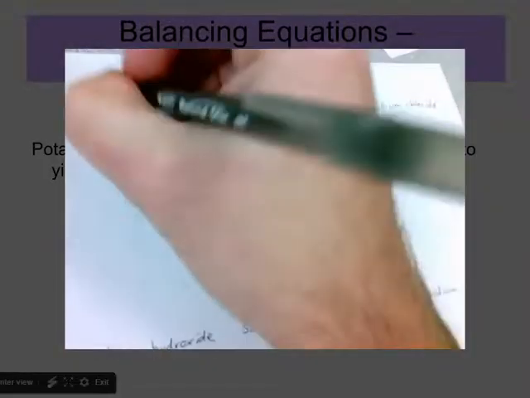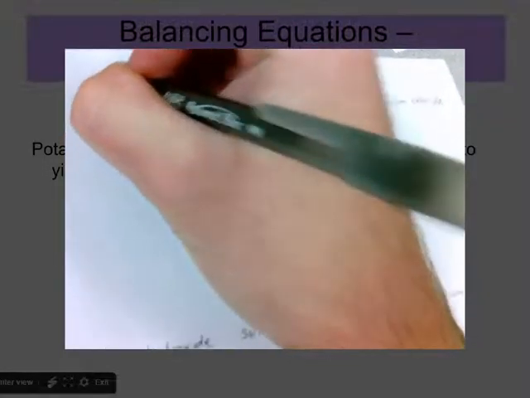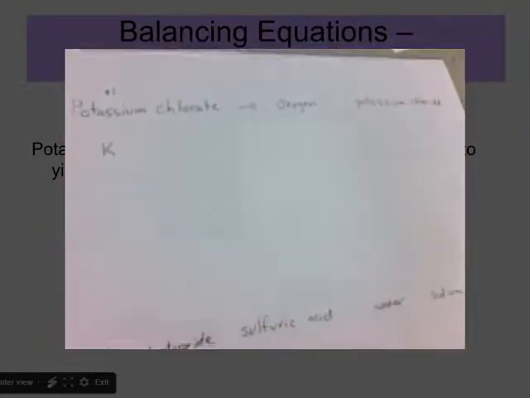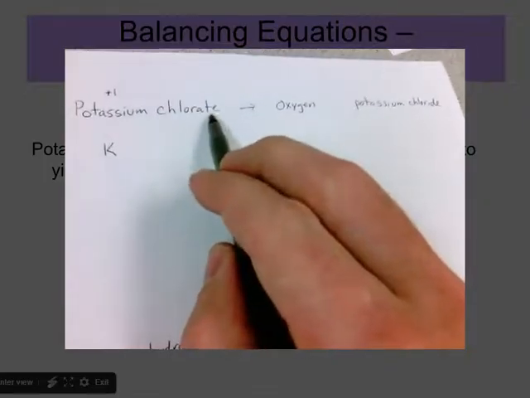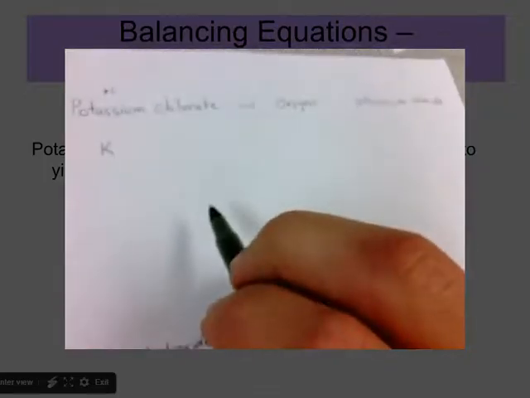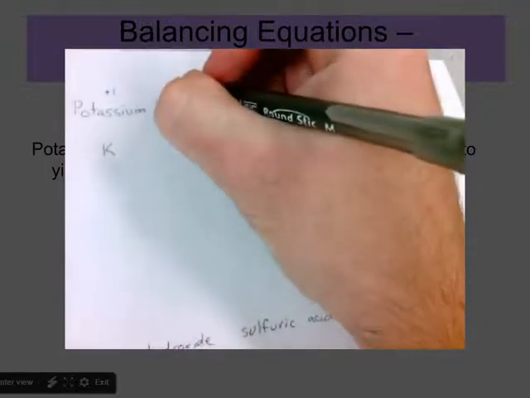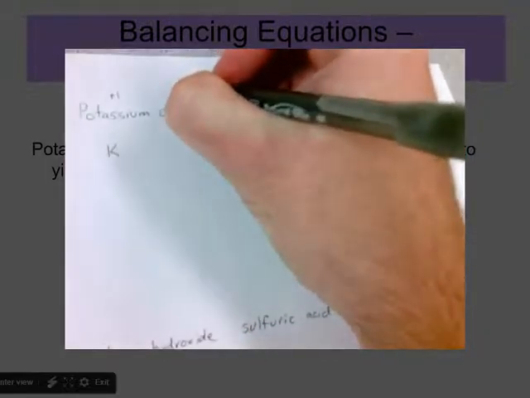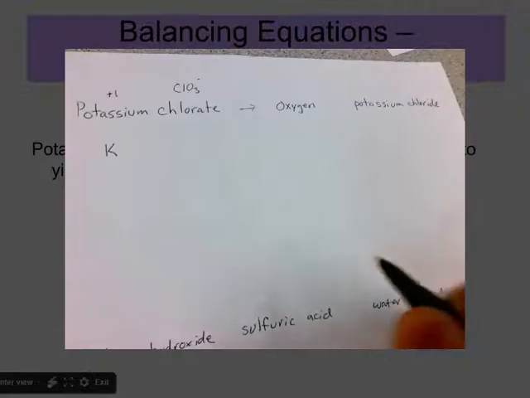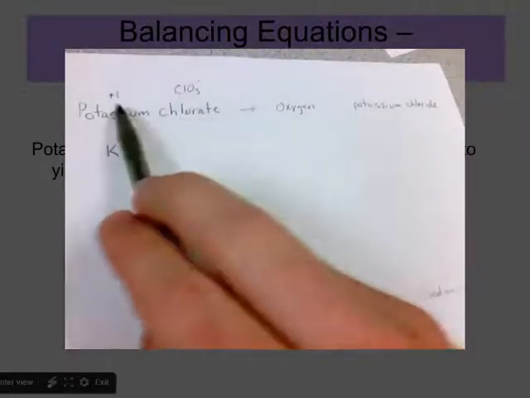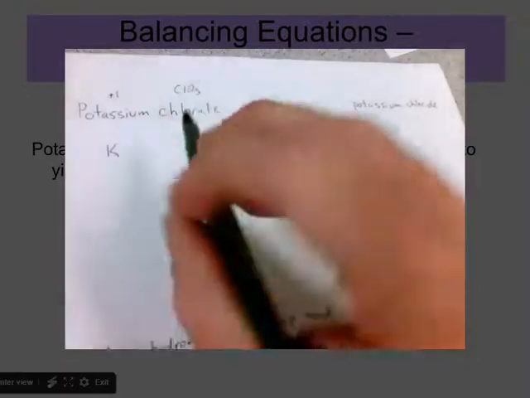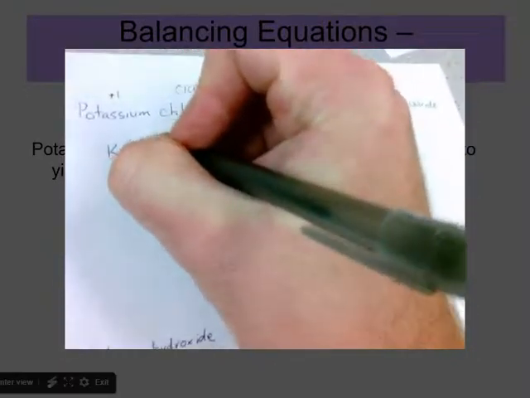Potassium has a +1 charge, and it's K. And chlorate, notice that ATE ending, that kind of tells me to look at my polyatomic ion list. Chlorate is ClO3, and it has a -1 charge. So if you crisscross or if you think about balancing out the charges, we only need one of each. So this is KClO3.